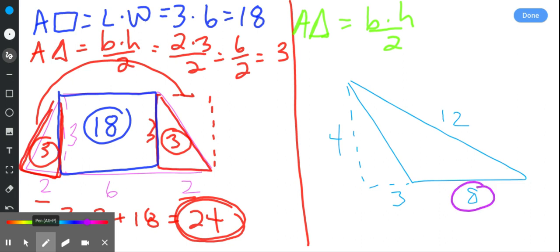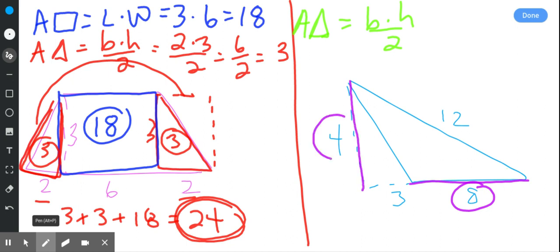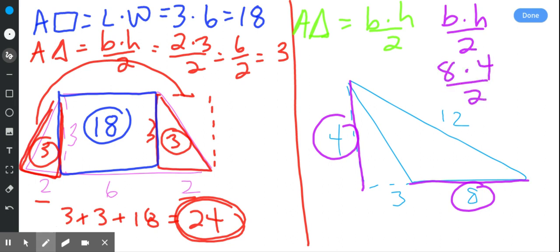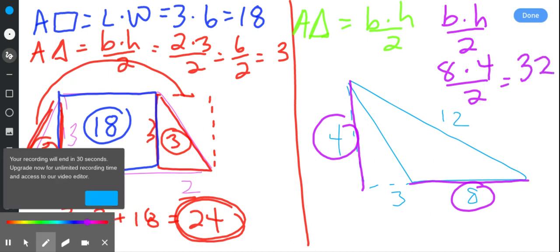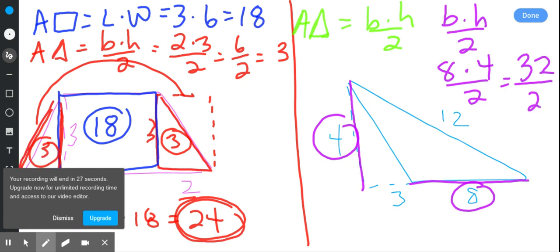Base of the triangle is 8. Here's my base right there. My height is how tall it is from the base all the way up to the top of the shape. So my height is 4. So if I'm doing base times height divided by 2, which I already did, I don't know why I rewrote the formula. Okay, I'm rewriting it: 8 times 4 divided by 2. 8 times 4 is 32. Divided by 2 gives me 16. So the area of this triangle is 16.